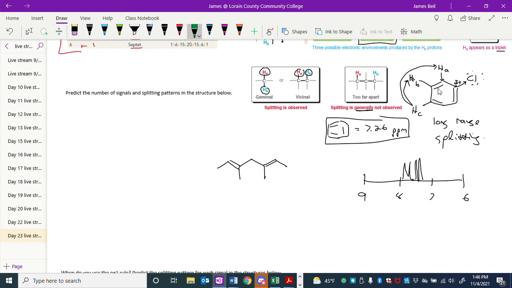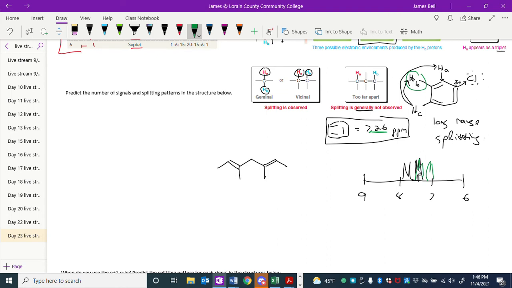If we looked at B, well, B is going to be split by A as well as by C. And B is not going to be deshielded as much by the chlorine because it's not as close. So B would probably be expected to come relatively close to where normal benzene hydrogens appear. But that's going to be split by A into a doublet. And then that pair of doublets is going to be split into another pair of doublets. So I can see those doublets might start overlapping.